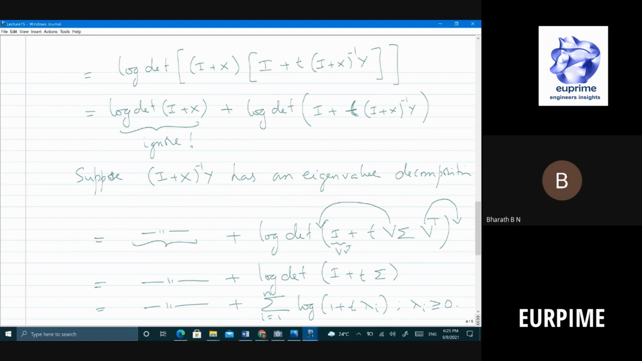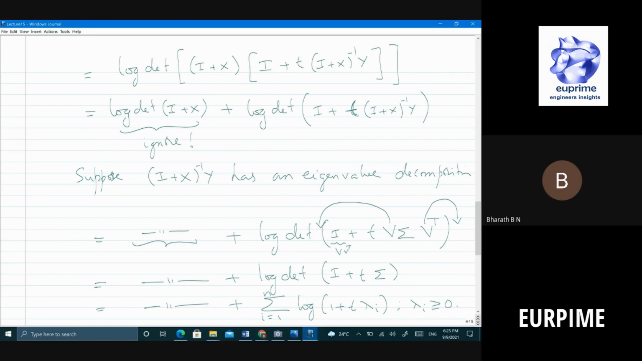Well, you can take the second derivative and see if it's non-negative. So how do you prove that? You take the first derivative. First derivative is 1 over 1 plus t lambda_i. What is the second derivative? Minus something over (1 plus lambda_i t) whole square. So it's negative, right? So that means minus of this is convex.